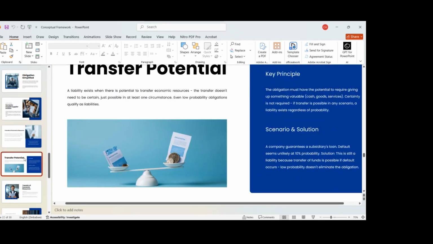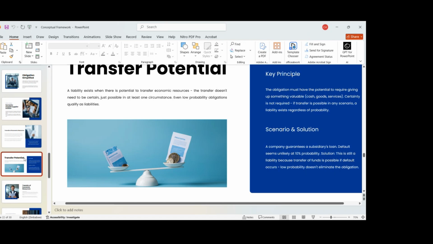So a liability exists when there is a potential to transfer an economic resource. The transfer doesn't need to be certain. It should be just possible in at least one circumstance. Even low probability obligations qualify as liabilities. The obligation must have the potential to require giving up something, which is the key principle. It can be cash, goods or services. Certainty is not required. So if transfer is possible in any scenario, a liability exists regardless of the probability.